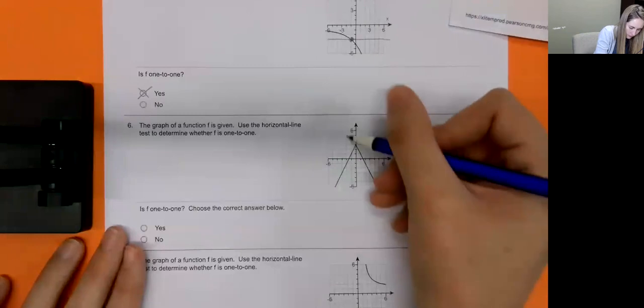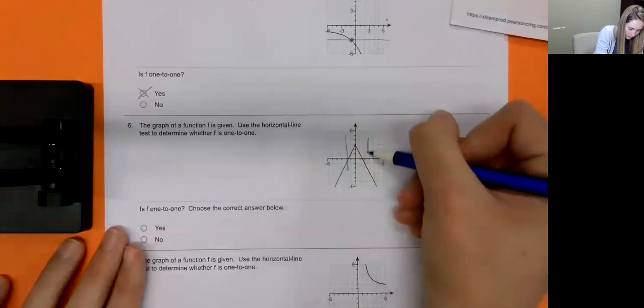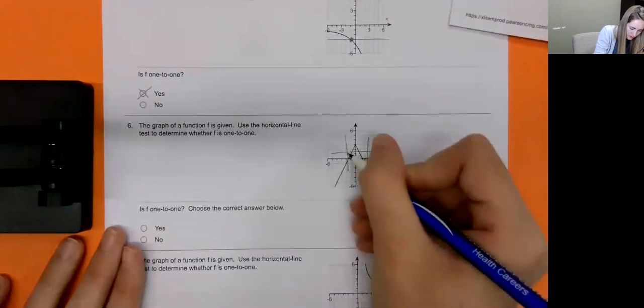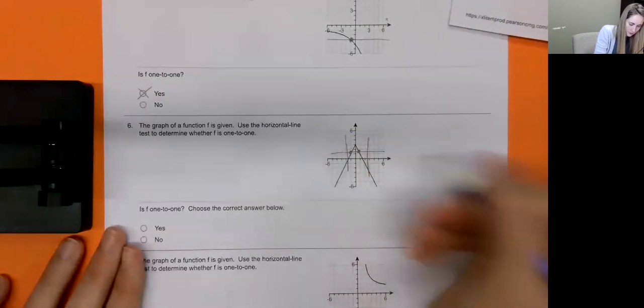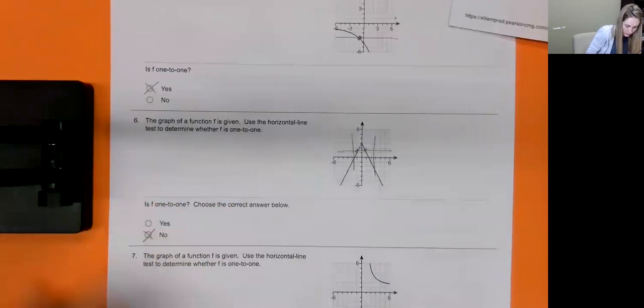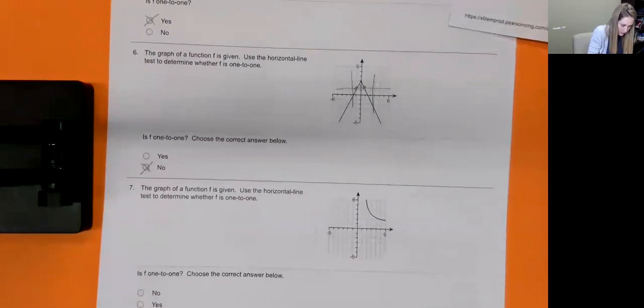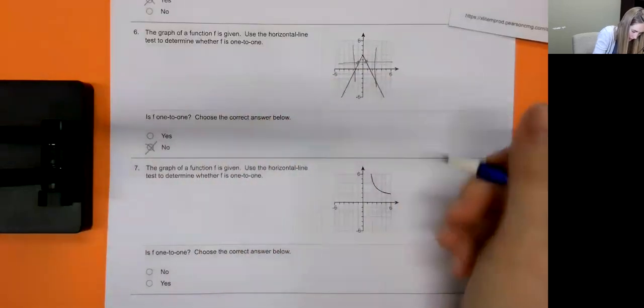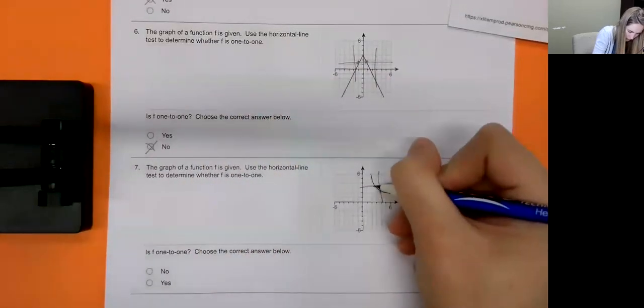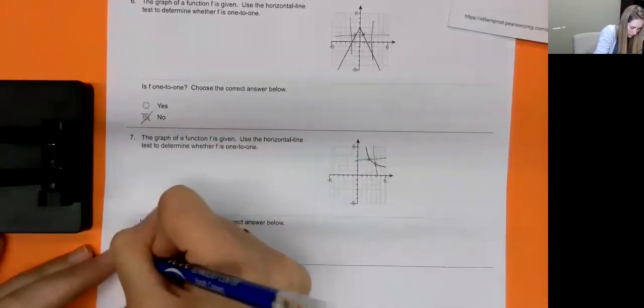Here, if we did our vertical line test, we're only going to cross once, so it is a function. Then if we do our horizontal line test, we'd cross this graph twice, so it would not be a one-to-one. Next, the graph, so vertical line test, it is a function. Horizontal, it only crosses it once, so this one would be a one-to-one function.